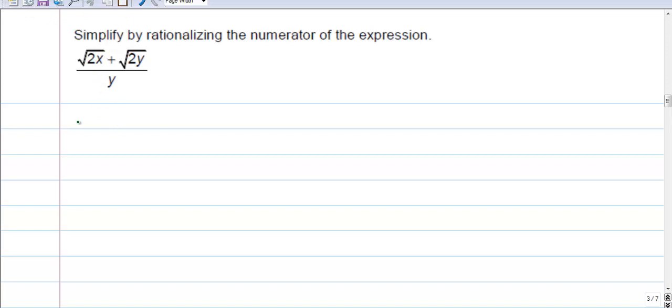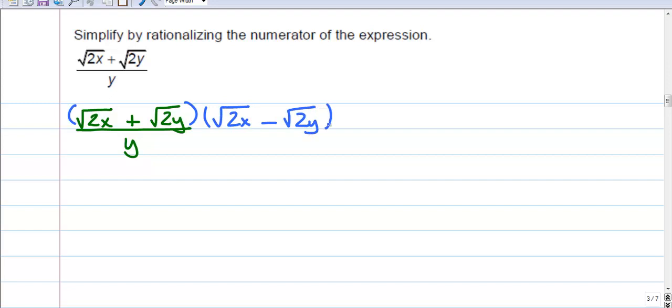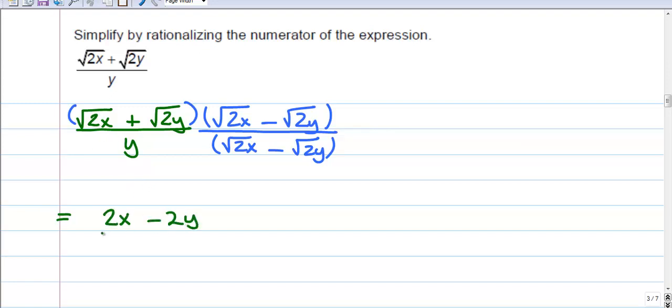Here, the conjugate of the numerator is going to be, let's see what color I want to use, the square root of 2x minus the square root of 2y. And so at some point you may be able to take the shortcut and realize that the numerator is just going to be 2x minus 2y, all over y times the square root of 2x minus the square root of 2y.